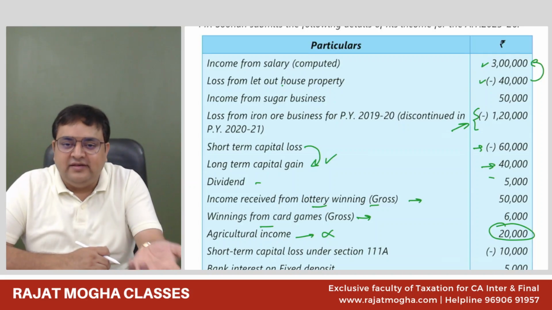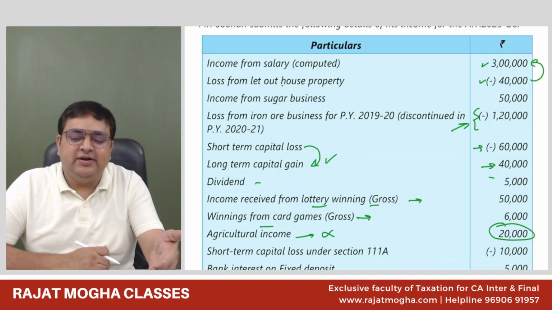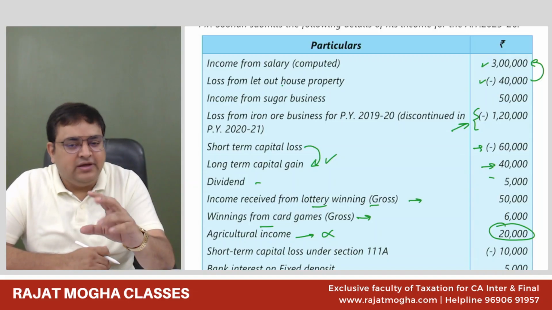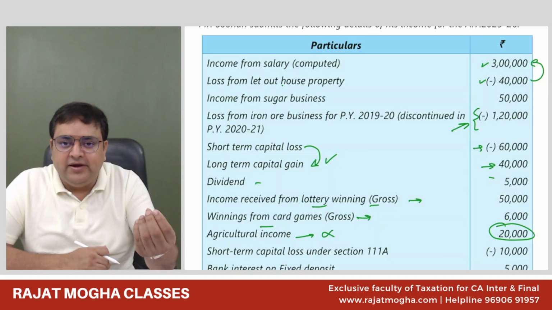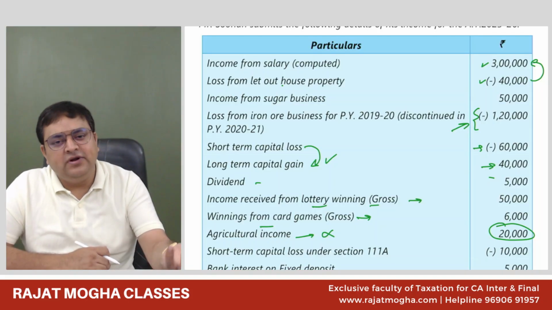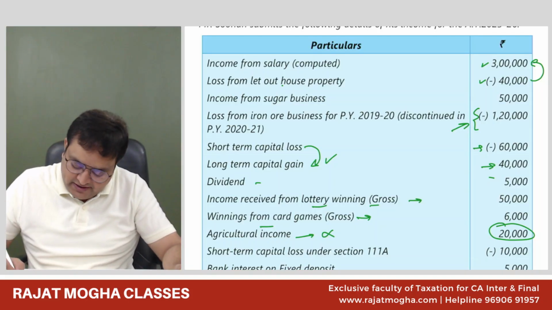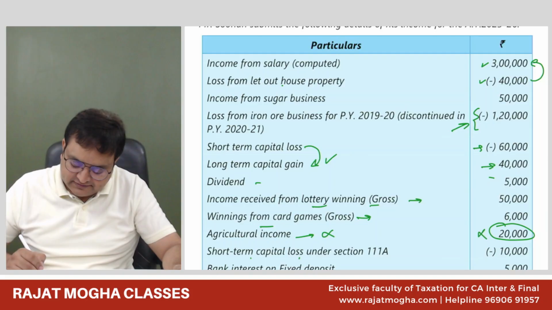No, exempt means exempt, whether it is positive income or negative income. Whenever it is positive income, you don't consider it. The same way, if it is a negative income, don't consider this. So 20,000 rupees, whether it is positive or negative, it is an exempt income. Don't consider this short-term capital loss.